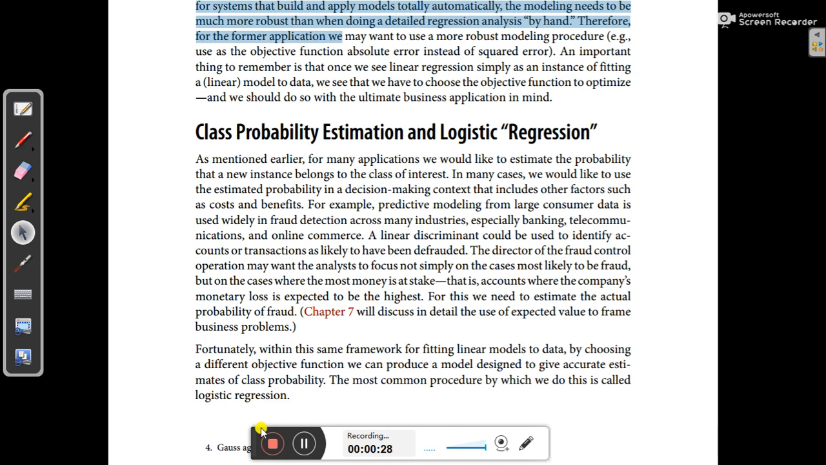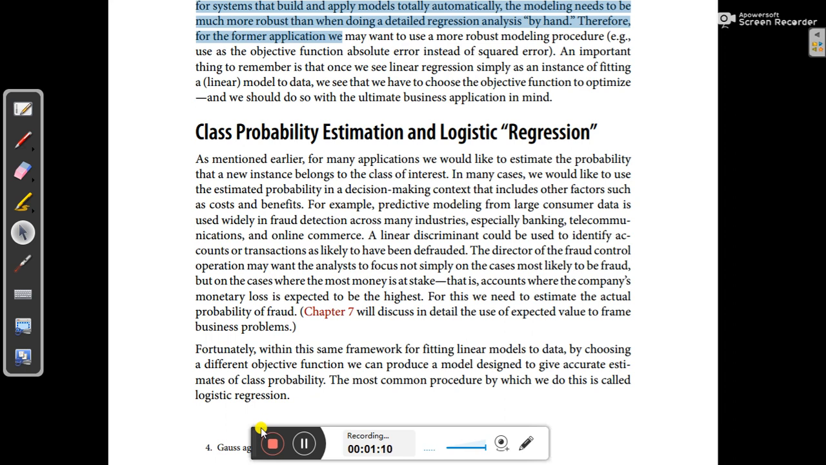For example, predictive modeling from large consumer data is used widely in fraud detection across many industries, especially banking, telecommunications, and online commerce. A linear discriminant could usually be used to identify accounts or transactions as likely to have been defrauded. The director of the fraud control operation may want the analysis to focus not simply on the cases most likely to be fraud, but on the cases where the most money is at stake, that is, accounts where the company's monetary loss is expected to be highest.